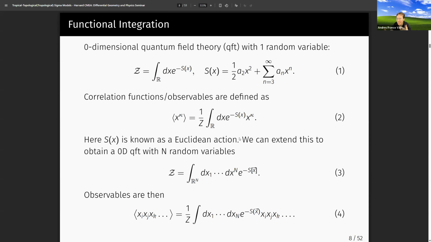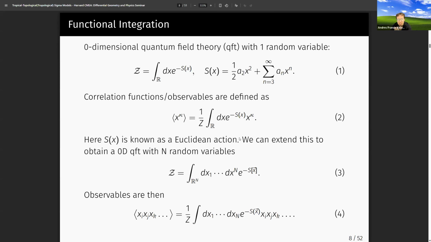It can be more complicated than this, but for our purposes, we're going to treat it as a polynomial. The important thing to know is that generically we care that we have this A2 term, and this quadratic looking term is essentially the Gaussian part of this zero-dimensional quantum field theory, and that lets us compute what we call correlation functions or observables. That's defined in a natural way. You would put in some sort of moment that I denoted as x to the kappa, where kappa is an integer.